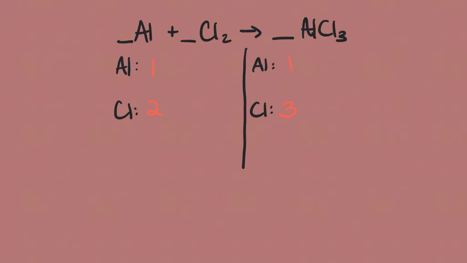Now, what coefficients do you add? Well, you basically try to count things out and see what you get. So for example, here I have aluminum. I have one aluminum here, one aluminum here. So we're pretty much good with aluminum. It's the chlorine. I have 2 chlorines here and I have 3 chlorines here. So I've got to figure out what coefficients I can use in order to make these chlorines the same number. And typically with balanced chemical equations, we want to use the lowest coefficient possible.